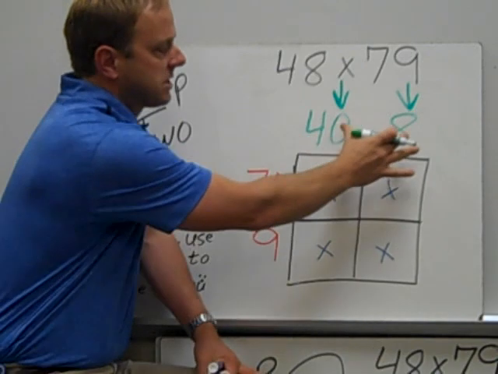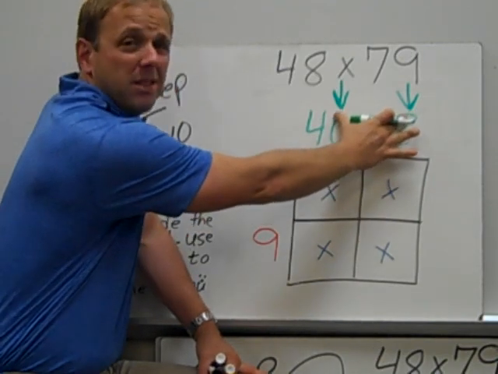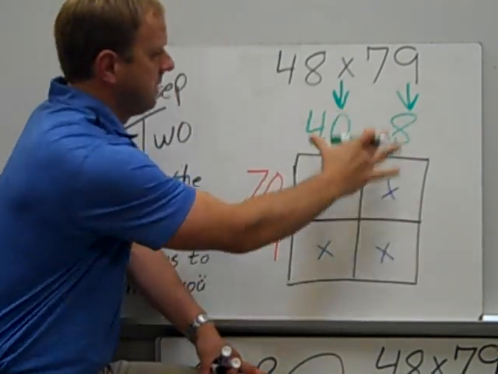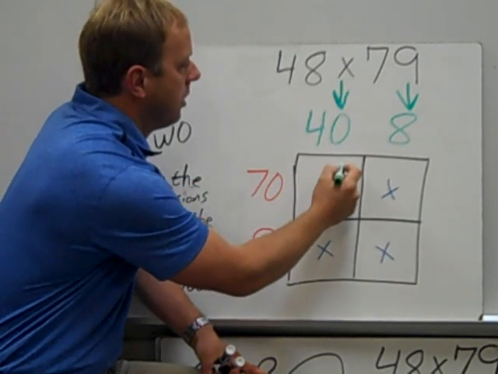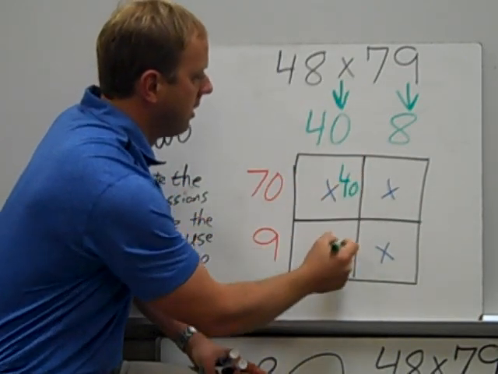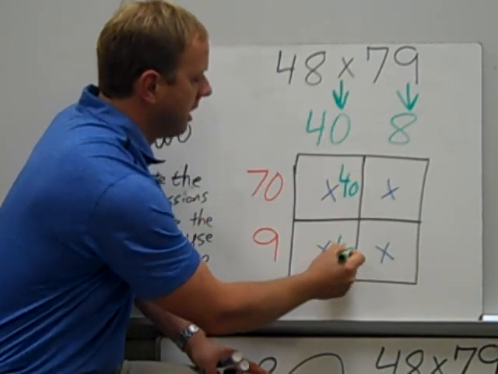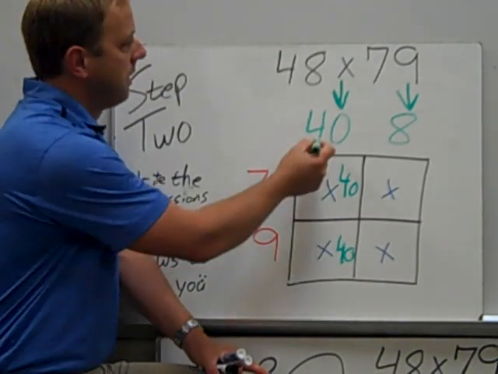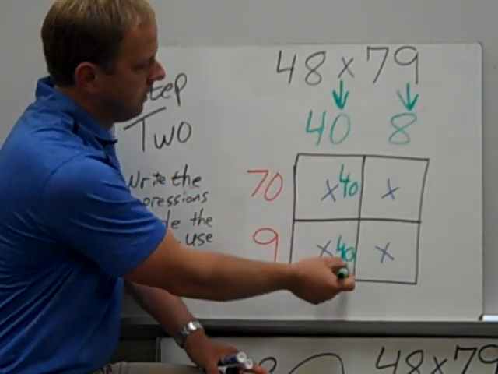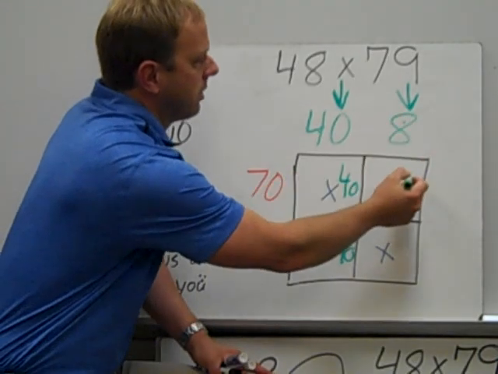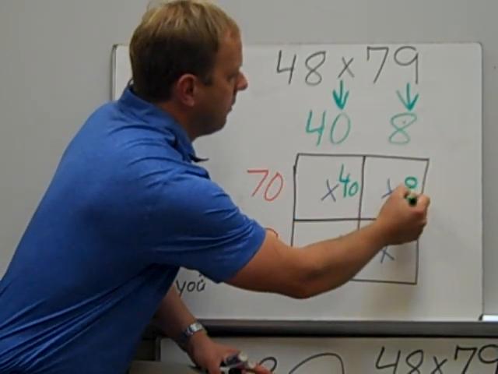And if you stop and think logically, the only way to put these numbers into this model is straight down. So you go down and fill in. Now obviously this is a 40, so I filled in with my 40. Over here I go down and I fill in with an 8.